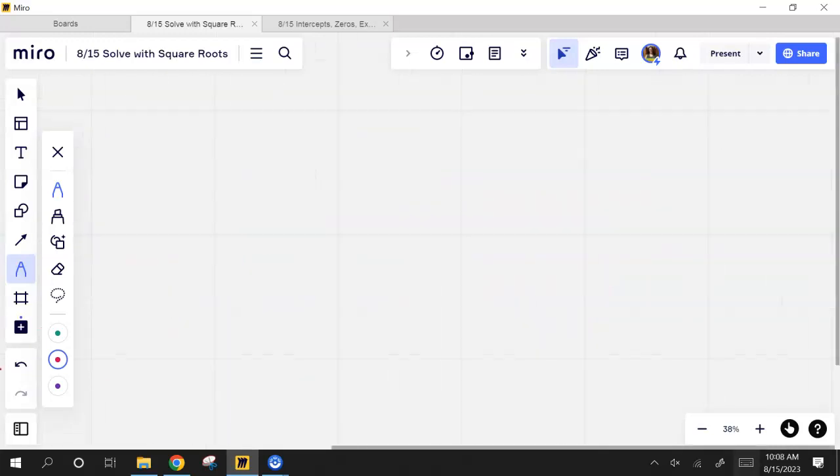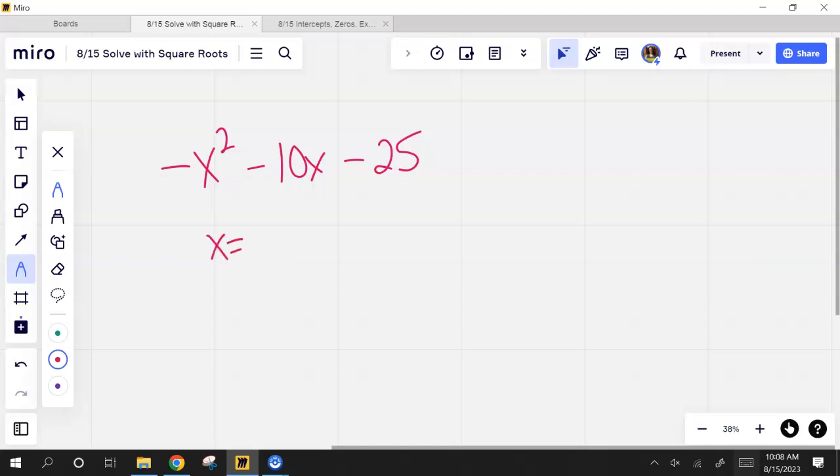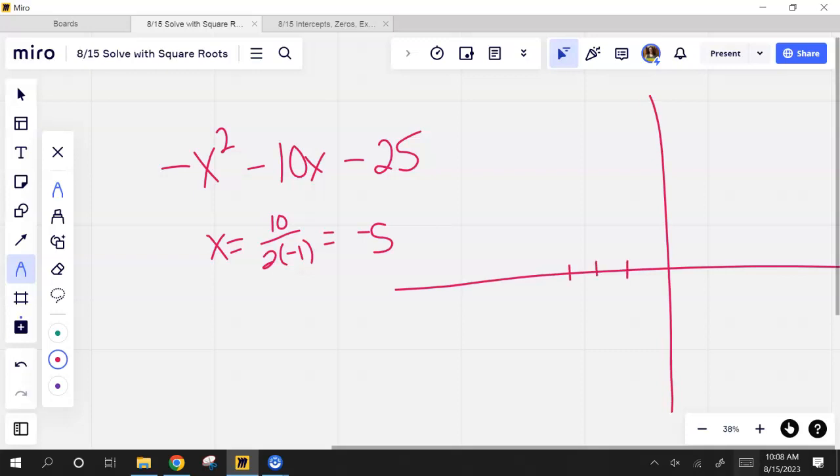Okay, so for instance, give me an equation. So I'm going to start by graphing this. It opens down, right? So I'm going to find the vertex first, opposite b over 2a, which is negative 5. Agree, disagree? Okay. Negative 5, 1, 2, 3, 4, 5. That is my axis of symmetry, yes?